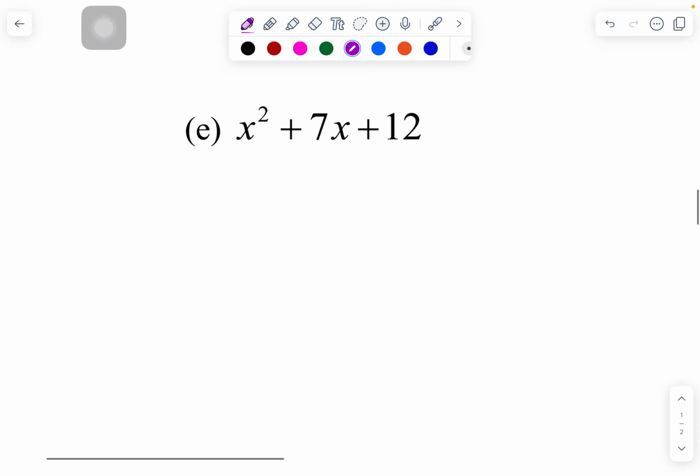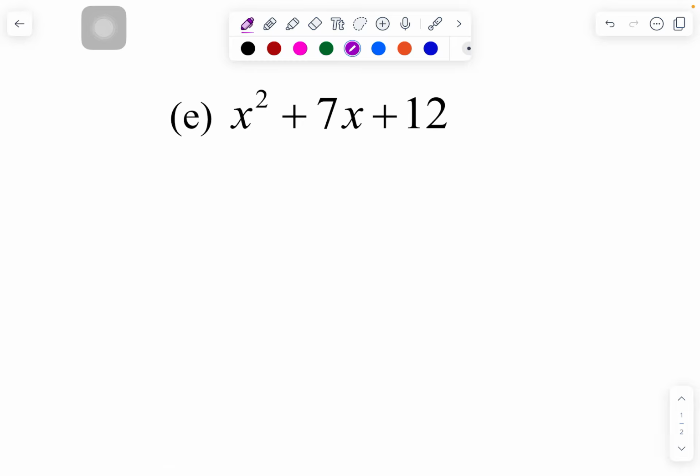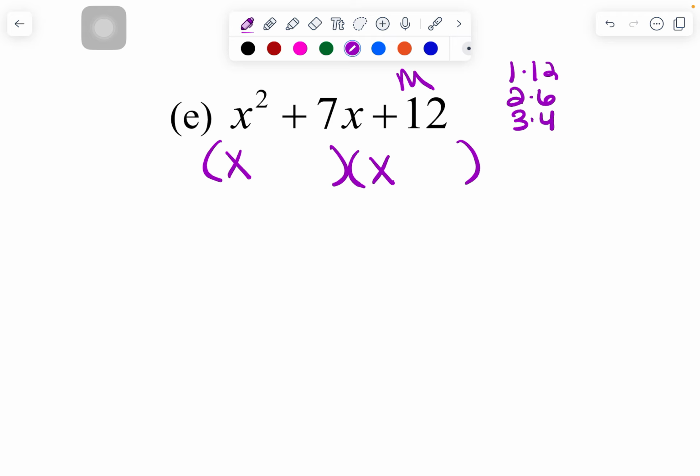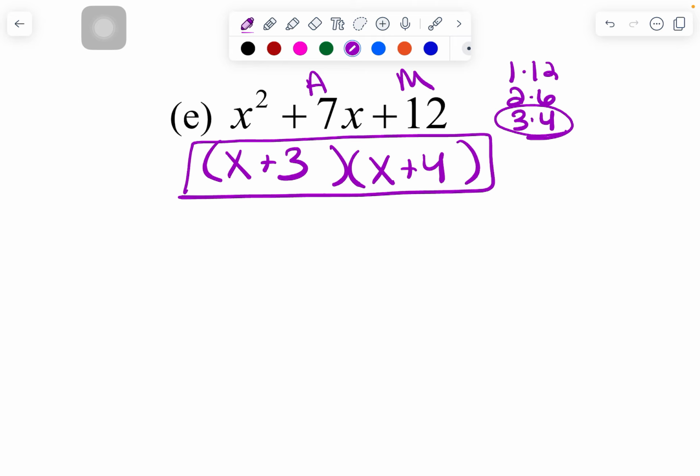Sliding down to the second row, we've got part E. Do we have a GCF? Absolutely not. So let's go ahead and split the x squared term, x and x. I'm looking to multiply to 12. So 1 times 12, 2 times 6, 3 times 4, and I want to add up to 7. There's the 3 and 4. So plus 3, plus 4. Again, order is never going to matter with the actual factors. So if you had x plus 4 first, awesome. You have the right answer.